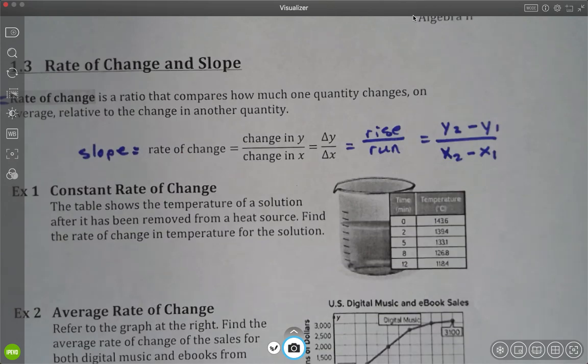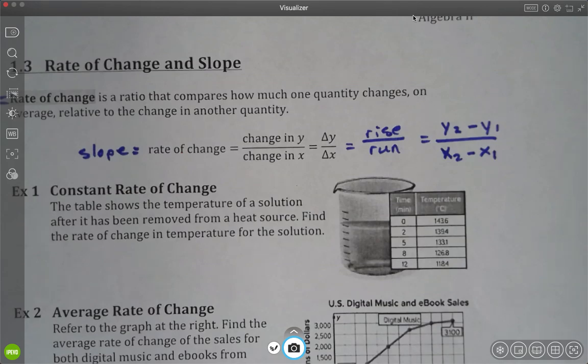So the constant rate of change: the table shows the temperature of a solution after it has been removed from a heat source. So let's talk about what's going on here. This is a beaker, like what's in Mr. Moo's class, and then you put it under, what's that little heat source? A Bunsen burner, right? You put a little beaker on top of it, okay? So we have taken that beaker away from the heat, off of the Bunsen burner, and it's just sitting now, right?